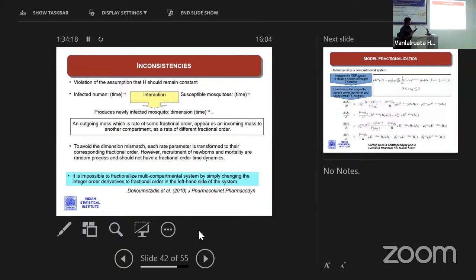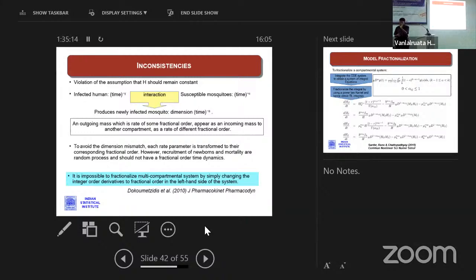Okay. So to avoid dimension mismatch, each rate parameter is transformed accordingly. Our recruitment of newborns and mortality are random processes and should not have a fractional order time. Recruitment, mortality, so it cannot be done. So it is impossible to fractionalize a multi-compartment system by simply changing the integer order derivative to fractional order on the left hand side of the system. One paper came in the Journal of Thermokinetics, where he asked me for a clue on how we can work on this problem. So I used that paper, Journal of Thermokinetics.